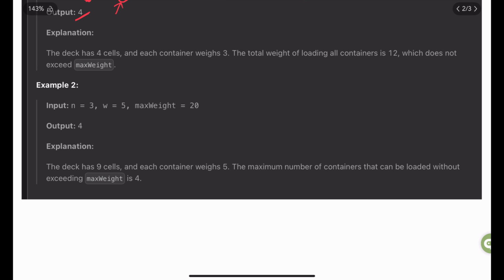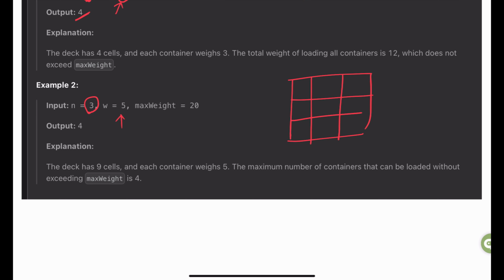In example number 2, n is given as 3, so there are a total of 9 cells. Each cell's capacity is to hold up to 5 units of weight, so the total capacity will be 45, that is 9 into 5. As the maximum weight given to us is 20, we can easily fit it into the cargo just using 4 containers. As each container can hold up to 5 weight, we can just divide 20 by 5 to get the total number of containers we need. Let's switch to whiteboard and discuss the couple of scenarios and then go over the solution.